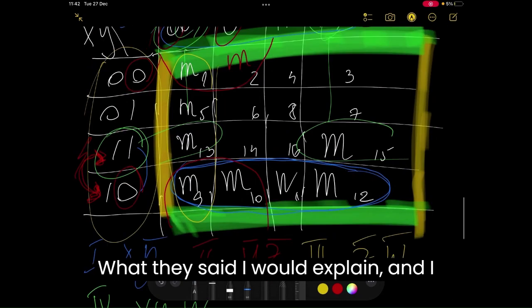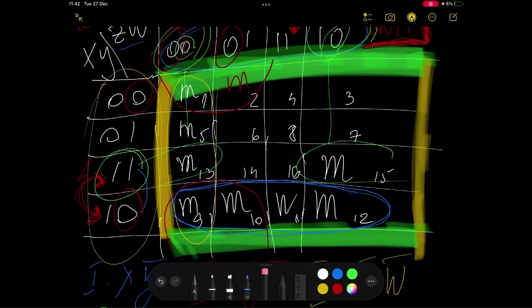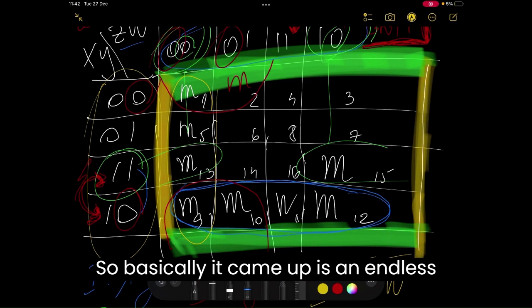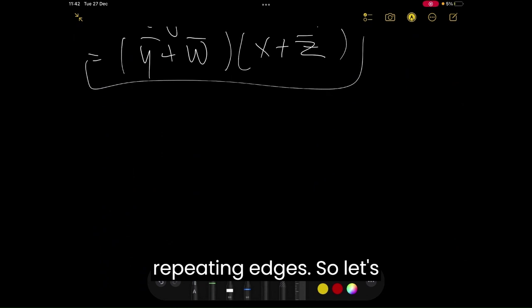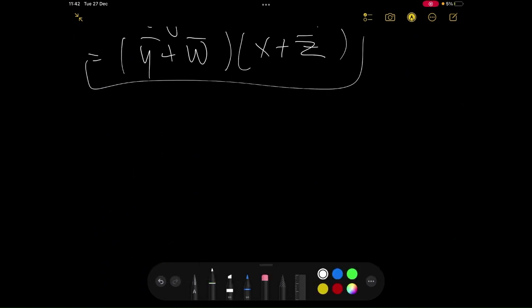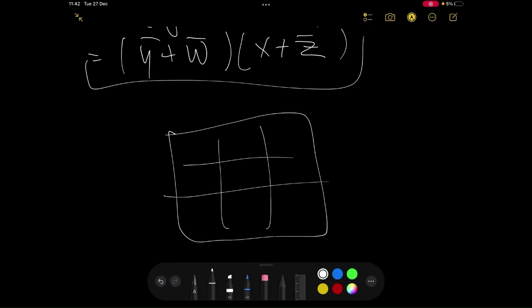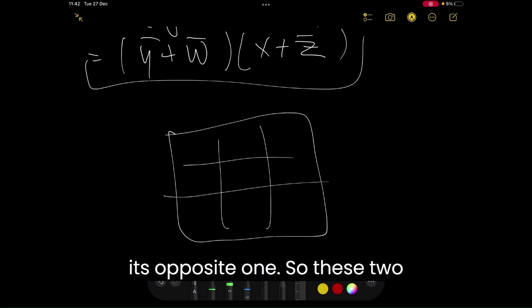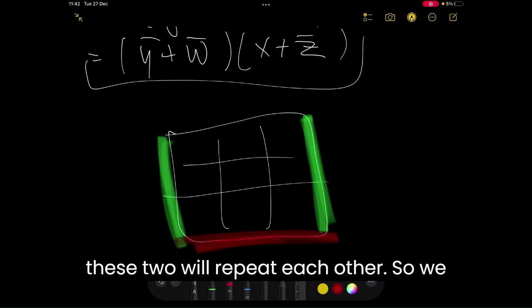What I said I would explain and I did not explain is why we can group these factors such as here. So basically a K-map is an endless table that has repeating edges. So let's say this is our table. It's a random one. Each line will repeat its opposite one. So these two columns will repeat each other, and these two will repeat each other.